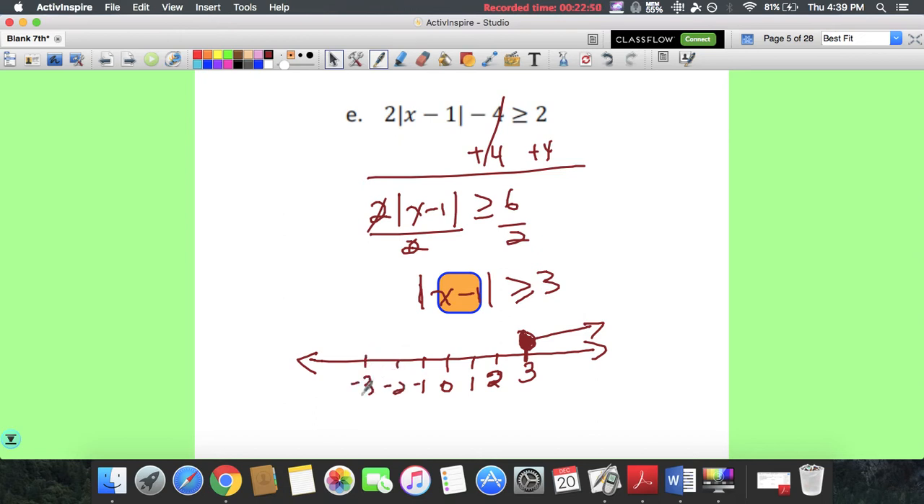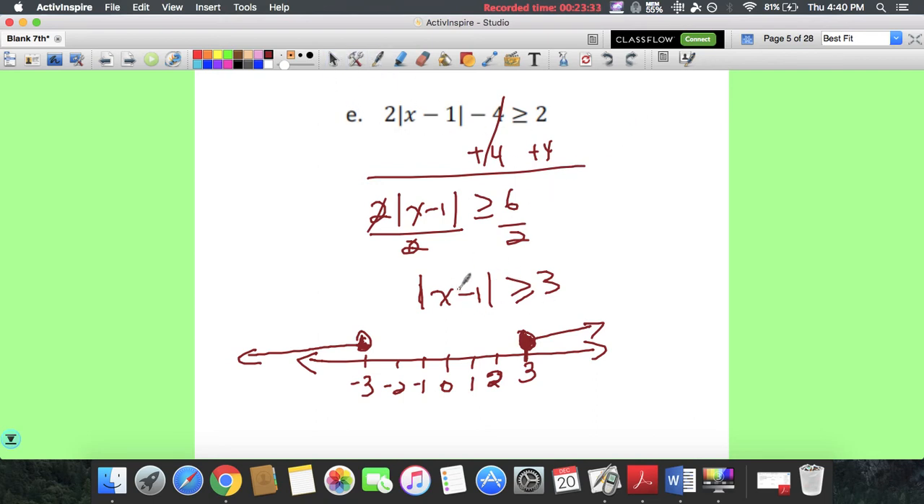Negative 2 doesn't work. Negative 3, if I took the absolute value of negative 3, it would equal 3. And is 3 greater or equal to 3? Yes, so 3 works. 3.1 will work. 3.2, negative 4, and everything else on the left side. So this tells me that now, when I solve my inequality, which I haven't done yet, right? So now I know what this number has to be. The number inside the absolute value symbol has to be 3 or higher, or negative 3 or lower on that side, right?